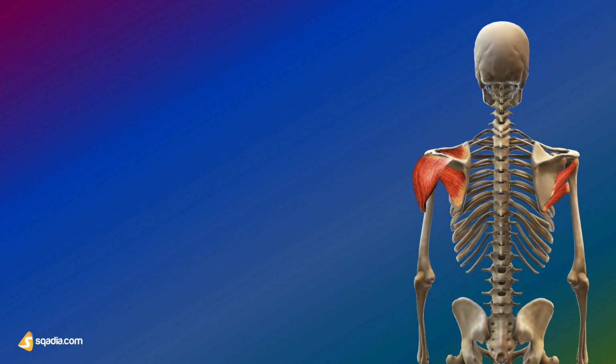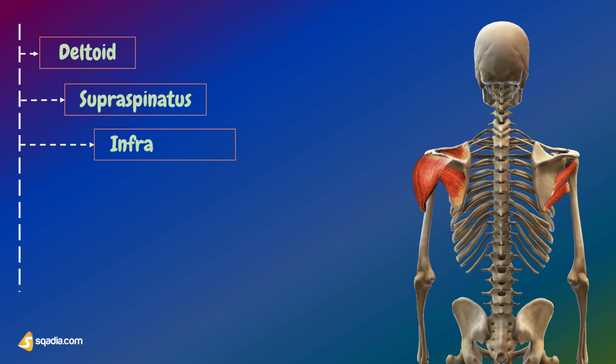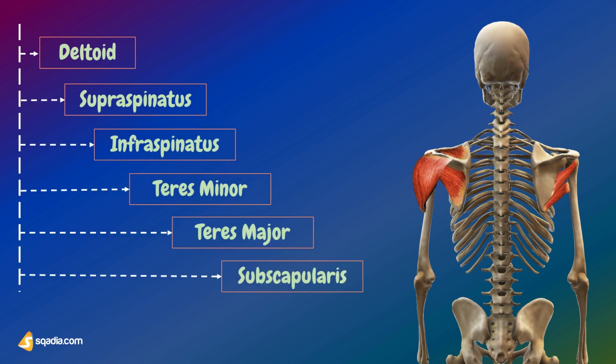In the scapular region, we see several muscles that take origin from the scapula and gain insertion into the humerus. These are the deltoid muscle, the supraspinatus, the infraspinatus, the teres minor, the teres major, and the subscapularis. Here some of the muscles are shown on the right, while others on the left side for convenience.